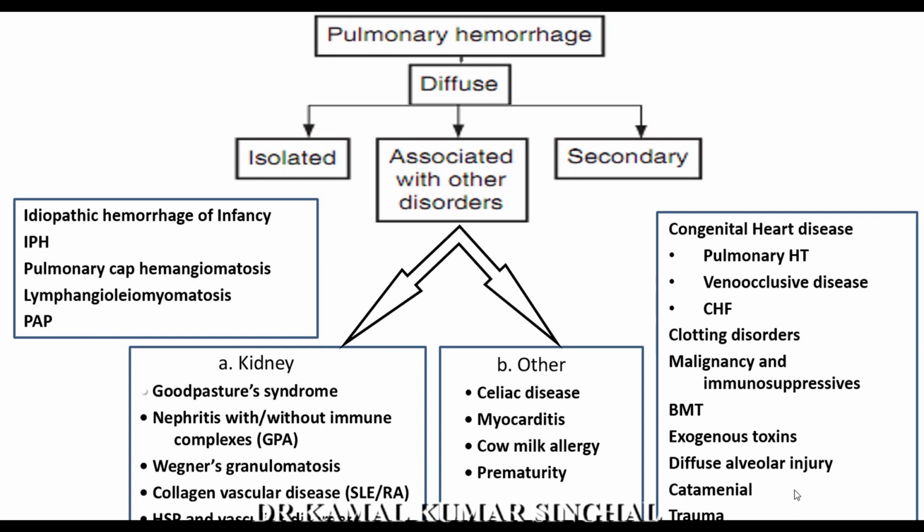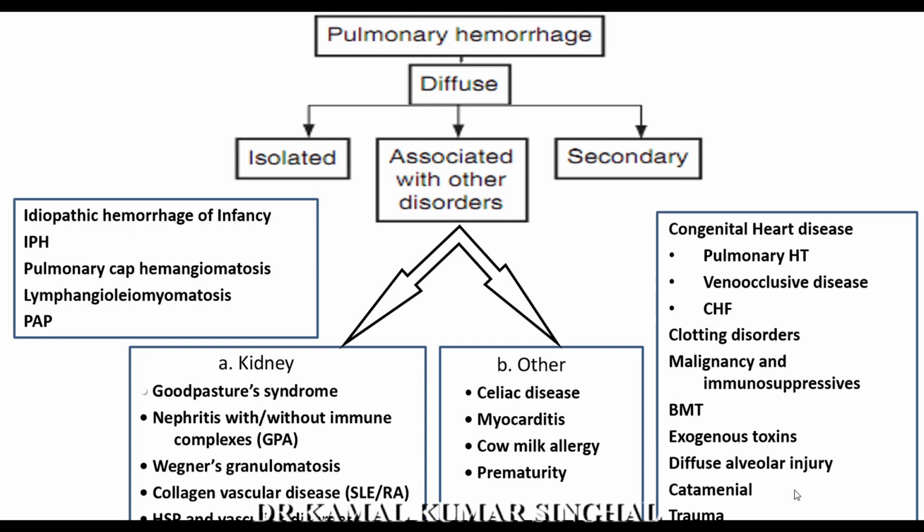Other disease conditions are celiac disease, which is uncommonly associated with pulmonary hemosiderosis, also called Lane-Hamilton syndrome. Pulmonary hemorrhage may be associated with myocarditis. Cow milk allergy or the Heiner syndrome can also present as pulmonary hemorrhage. Premature infants may also have pulmonary hemorrhage. In secondary causes, we have congenital heart disease. In this, the pulmonary hemorrhage is because of either pulmonary hypertension, veno-occlusive disease, or congestive heart failure.